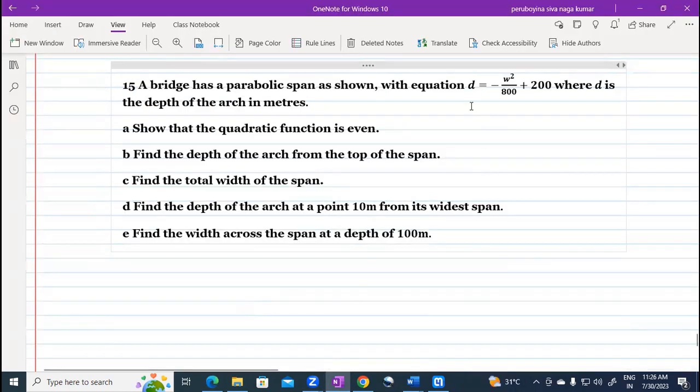A bridge has, this is the equation, d equal to minus w square divided by 800 plus 200, where d is the depth of an arc in meters. Show that the quadratic function is even. And find the depth of the arc from the top of the span. He needs to calculate the depth, d value. What is the depth of the arc?